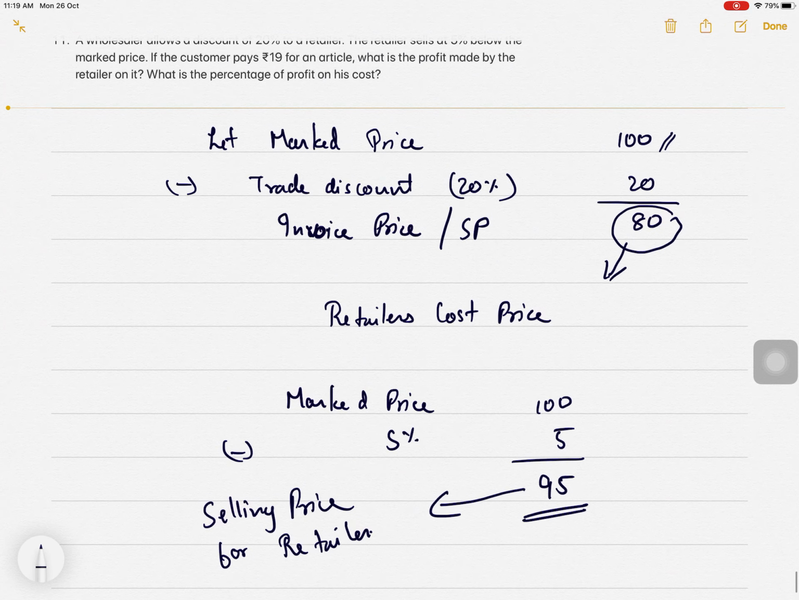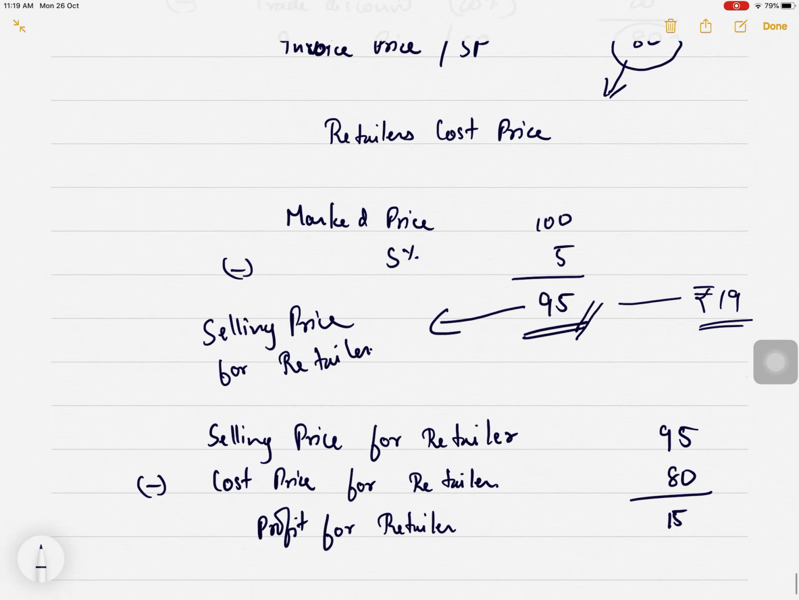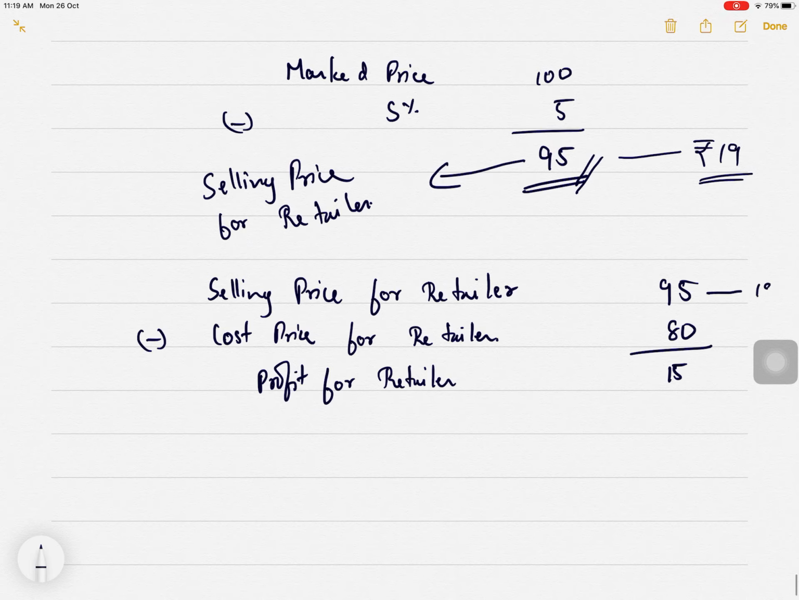Correct? And they have given that the customer pays 19 rupees for an article. Now, the retailer is selling it for 95, that means the customer is buying it for 95, and this is given as rupees 19. So, if the customer pays 19 for an article, what is the profit made by the retailer on it? What is the percentage of profit on his cost? If the selling price is 19, how much is the cost price and how much is the profit? That you have to find out.